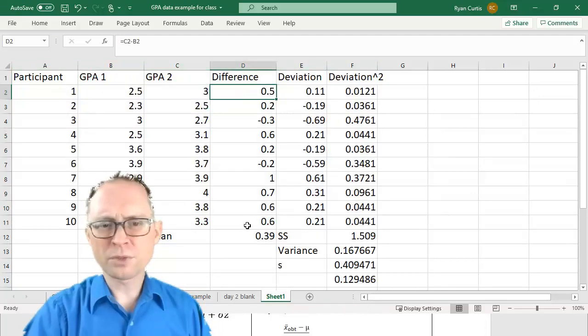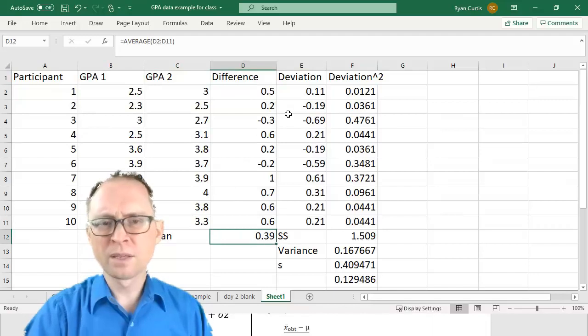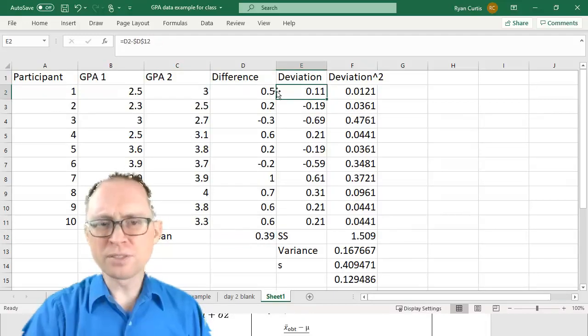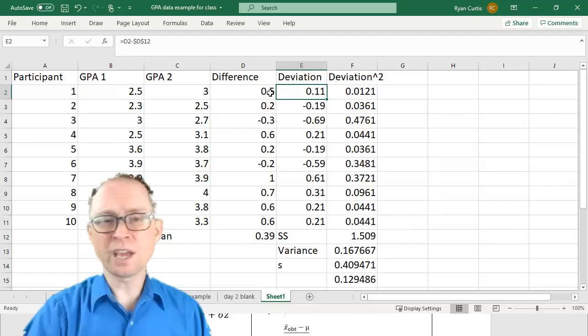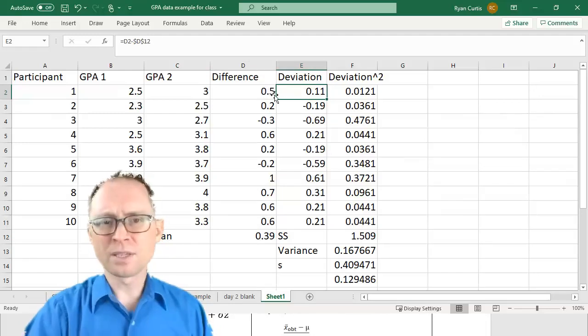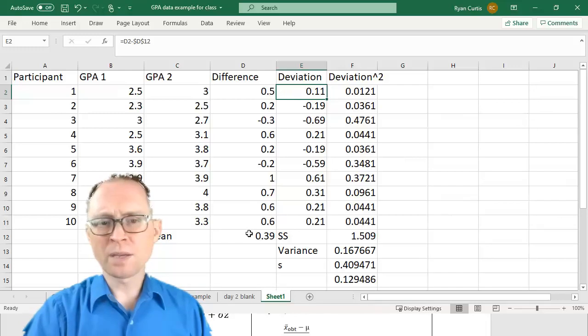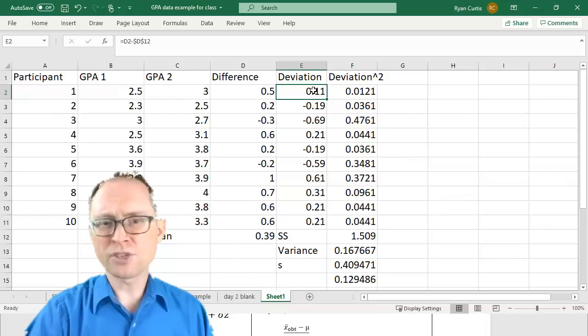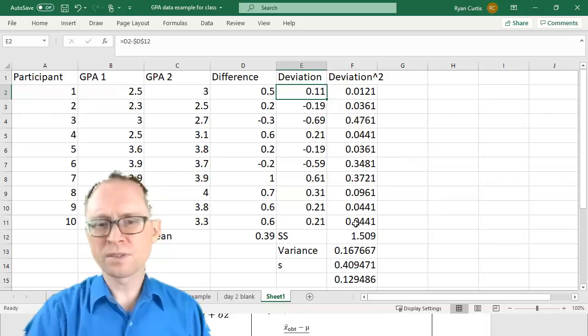So these were all the different scores we calculated before. That's the mean. These are the deviations. Same way we've done deviation every single time, but now this is the deviation of the difference. It is 0.5 minus 0.39, and you get 0.11. That's the deviation. We get all those deviations, then we square all those deviations.